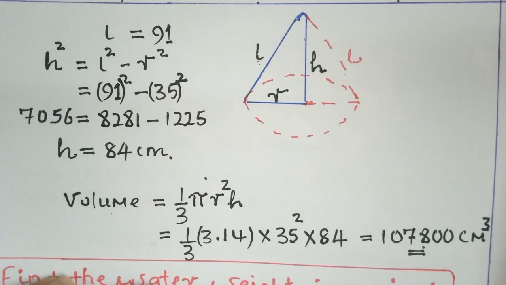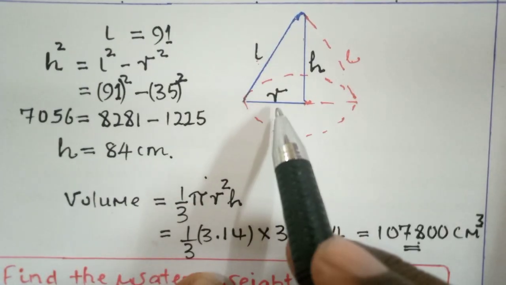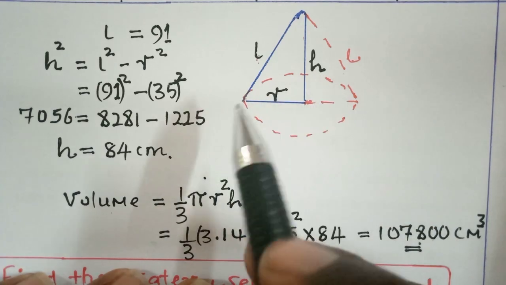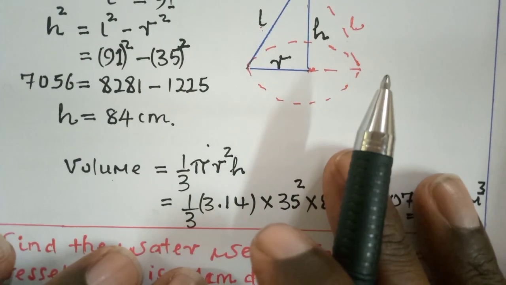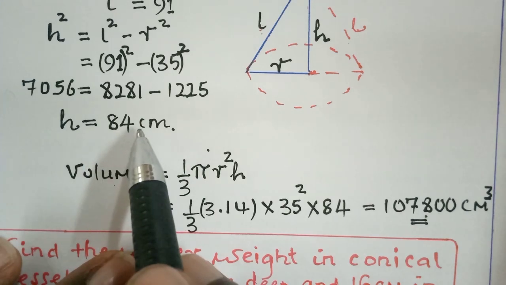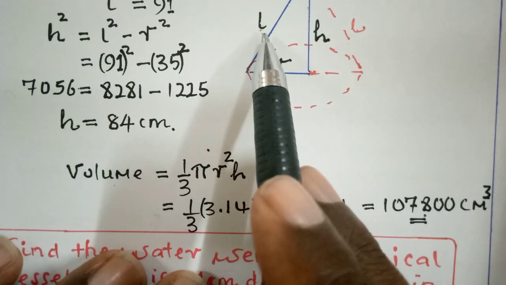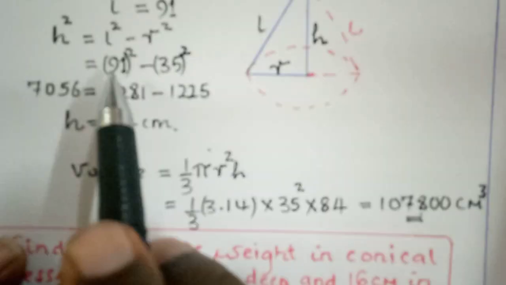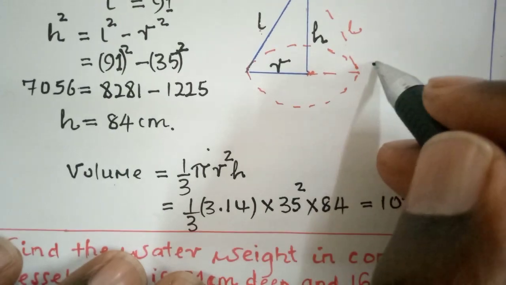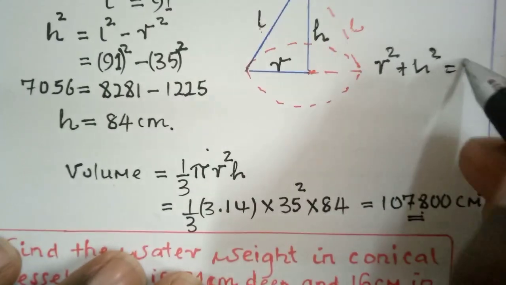and that's why, guys, now when we come here, we are now looking for the H, because L we know is 91, R we know is 35, then we can find H using the Pythagoras theorem. So our H now is going to be given by that, because as you know, Pythagoras theorem is R squared plus H squared is equals to L squared. So that is R squared plus H squared is equals to L squared.